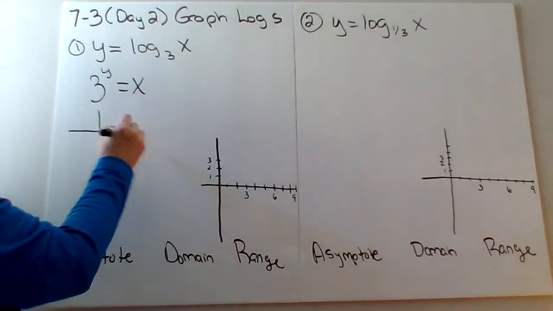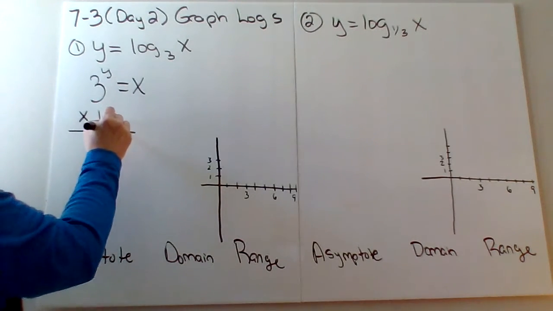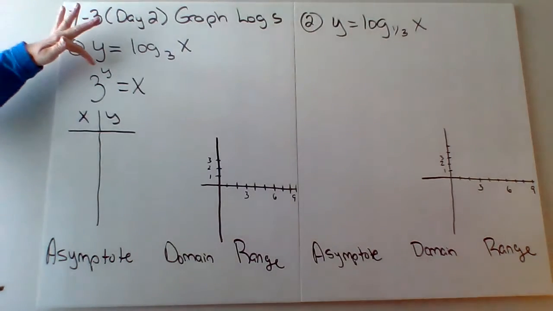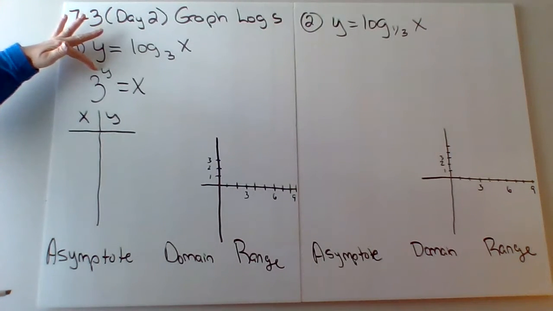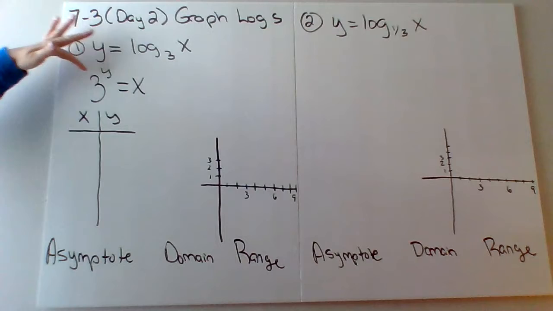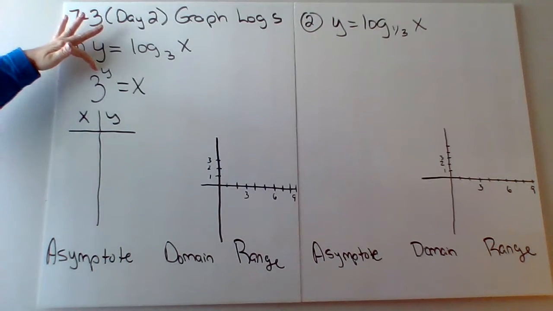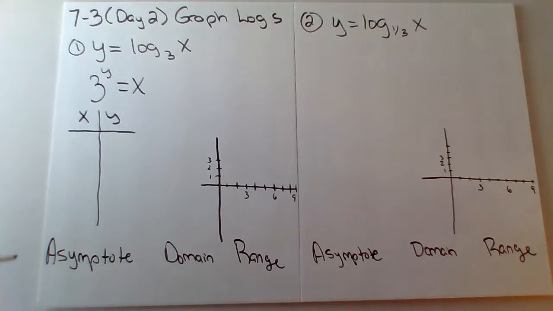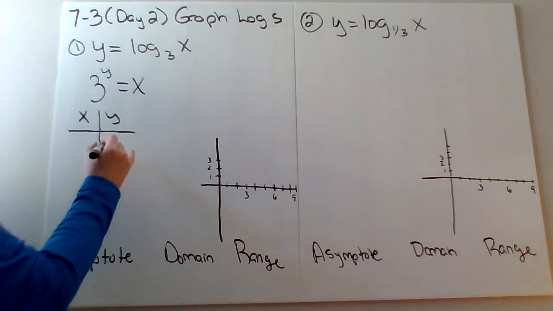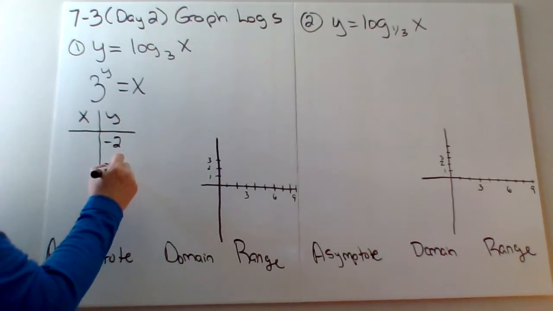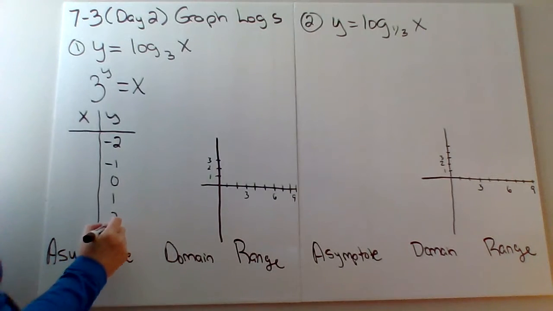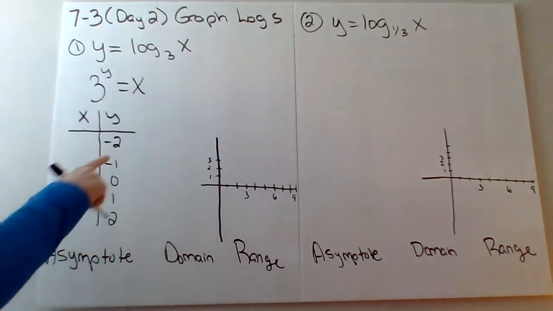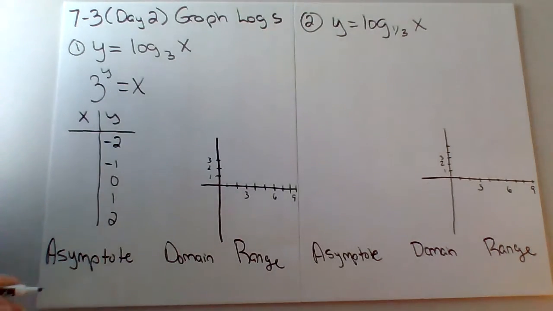One shortcut that I learned a long time ago is that in this particular instance, I find it easier to put values in for y. Since the y is the exponent, I can put any number in there that I want. So I'm going to choose values from -2 to 2.